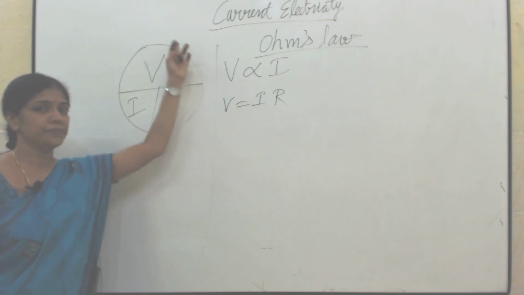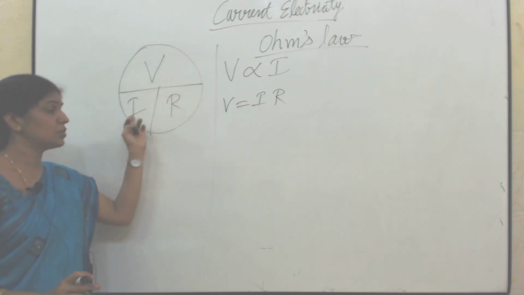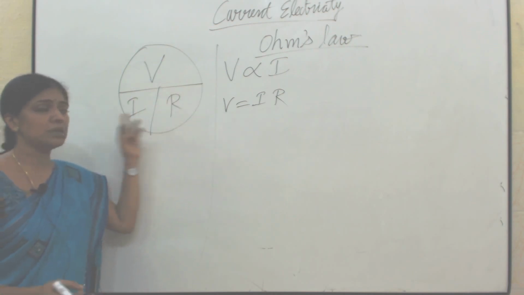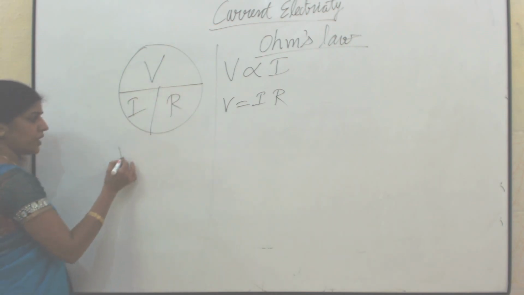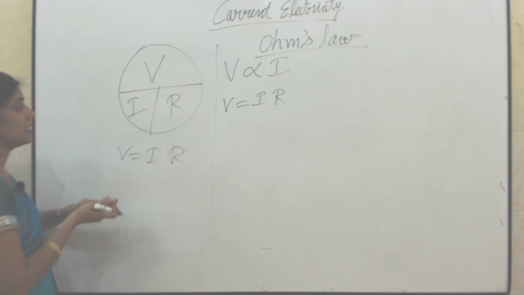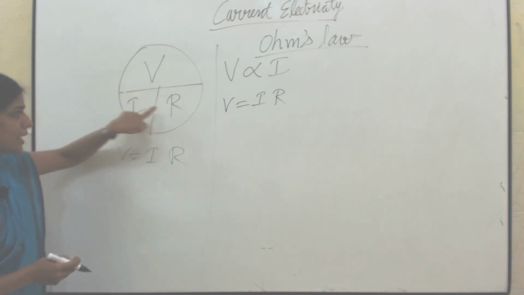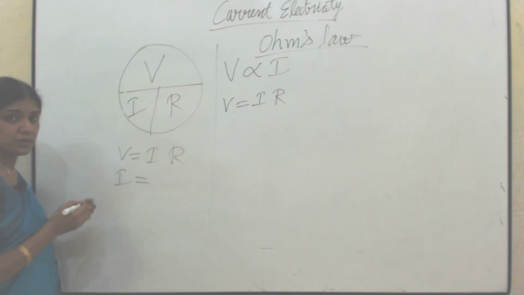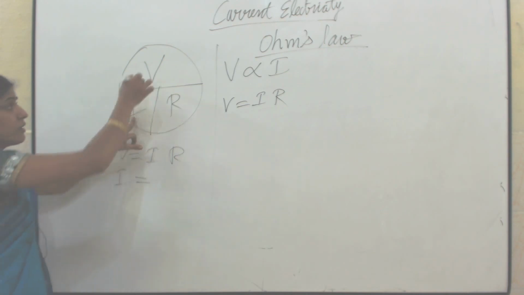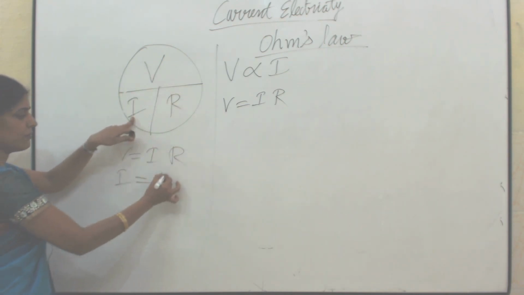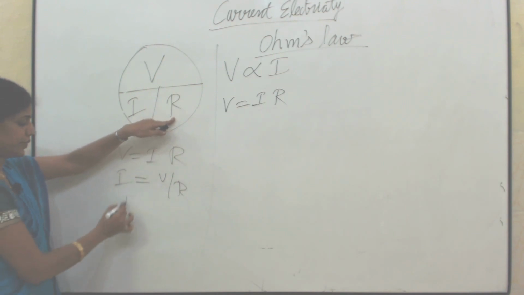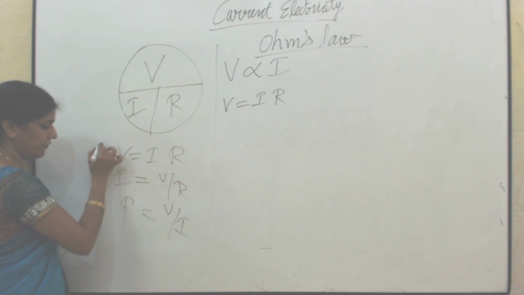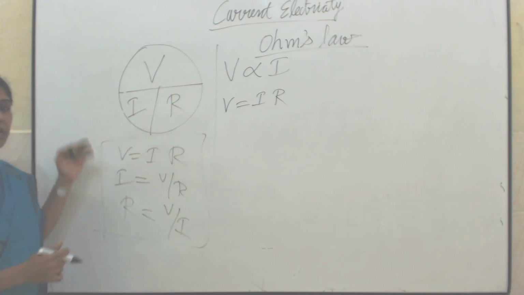Inside this I have written all the three physical quantities: one is voltage, one is current, one is the resistance. We know that V equal to IR. See here, V equal to IR. You got it. Now from this, I can write I equal to V by R. I want R: R equal to V by I. So this you should not forget. This is very, very important. Is it clear for you?